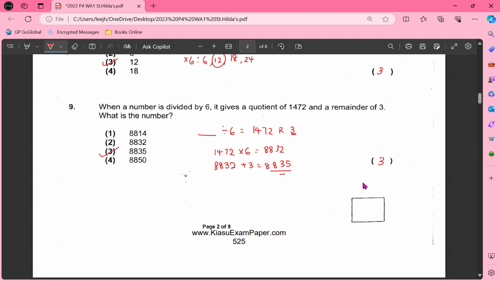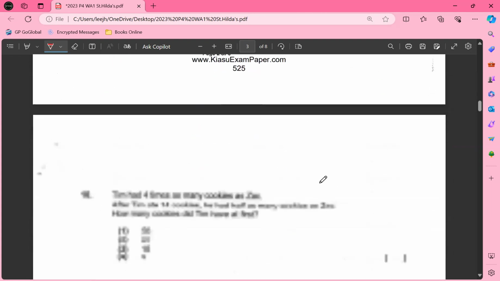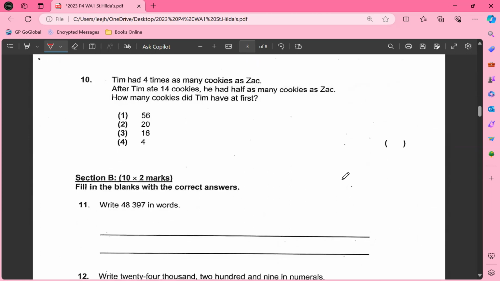Okay, moving on to question number 10. Tim had 4 times as many cookies as Zach. After Tim ate 14 cookies, he had half as many cookies as Zach. How many cookies did Tim have at first? For this kind of question, please draw your model. Just draw a small model over here at the space provided. Tim and Zach are the two people you have. Tim has 4 times, so I'm going to draw 4 units for Tim. Z is just 1 unit.